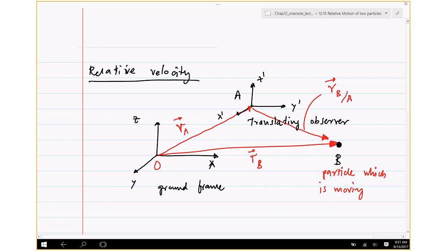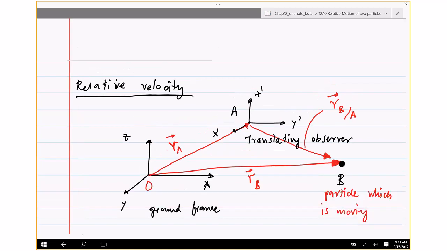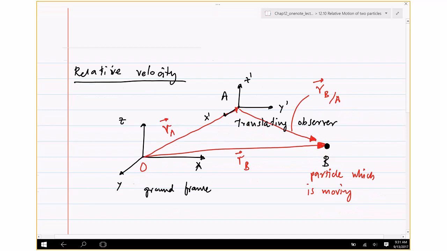Okay, so B is a particle which is moving, A is an axis which is also moving, so A and B both are moving, and what we're interested in this particular part of the course section is this particular vector. It's called the vector B with respect to A.